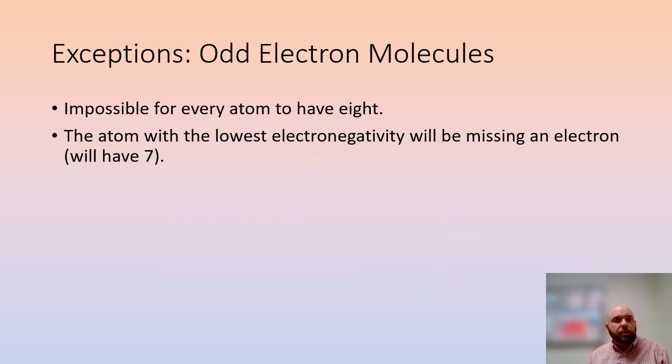On the next couple of slides, we're going to talk about a few exceptions that we sometimes run into with drawing Lewis structures. The first one, and probably the most common, are the odd electron molecules. Sometimes when you count up all of the electrons for your Lewis structure, you'll see that you end up with an odd number of electrons. In that case, it's impossible for every atom to have 8 because that would add up to an even amount. When that happens, you pick the atom with the lowest electronegativity, and that atom is allowed to miss an electron. It's allowed to only have 7.